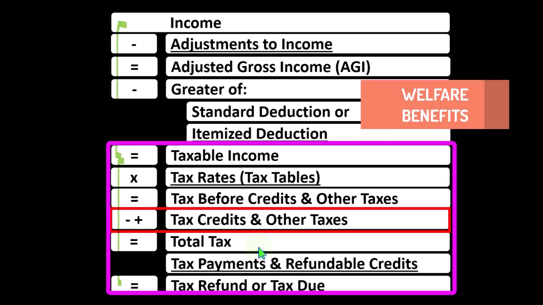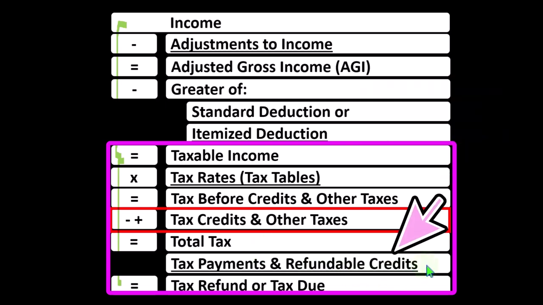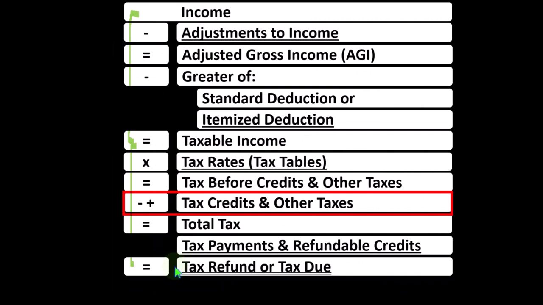Whereas these credits down here, aligned or in the same category as the payments, can bring the liability below zero, therefore acting not as a tax, but rather as a welfare benefit type of program. So then, of course, once we have the tax, we then compare it to the payments and the refundable credits that we have, withheld on the payments or estimated payments, to get the tax refund or due.